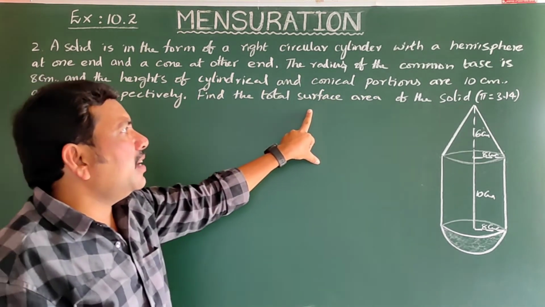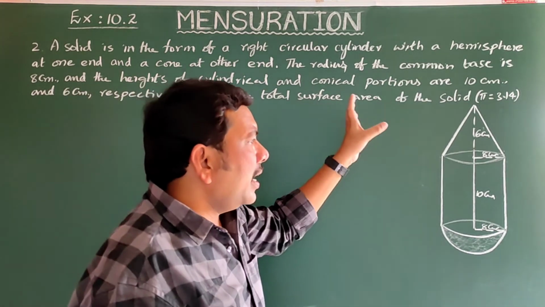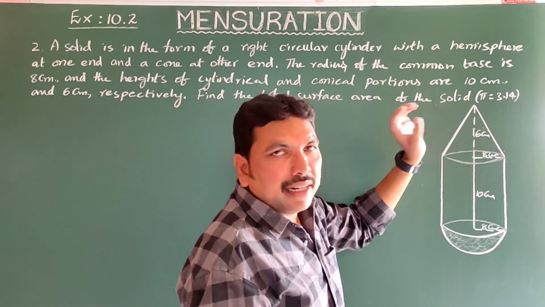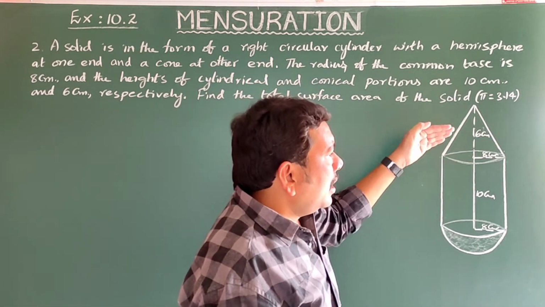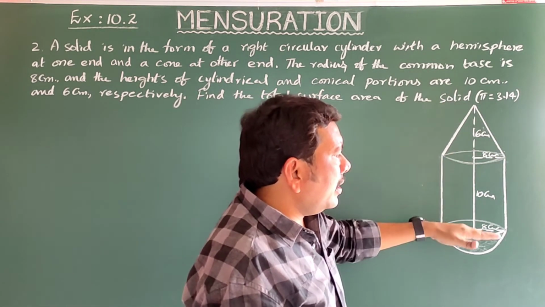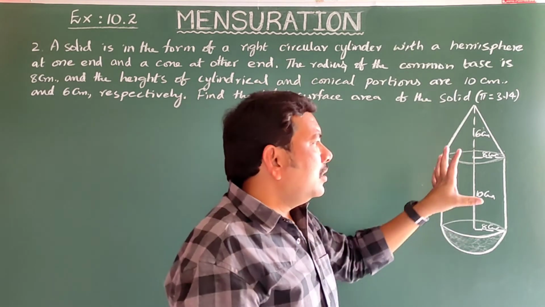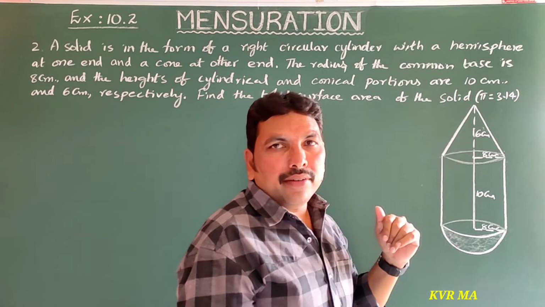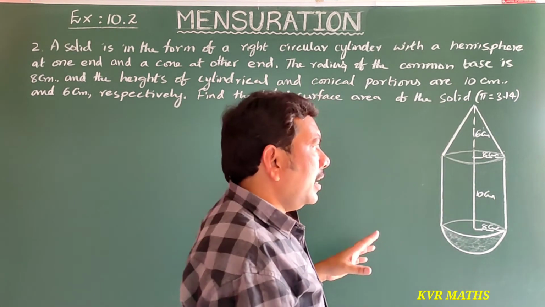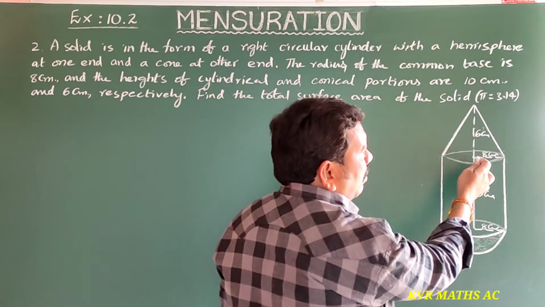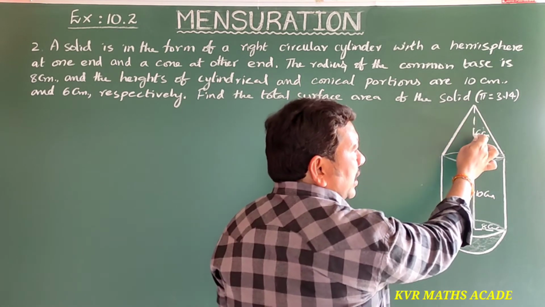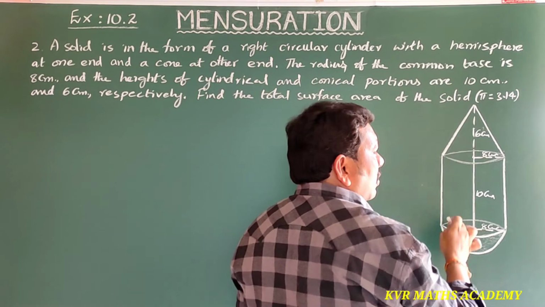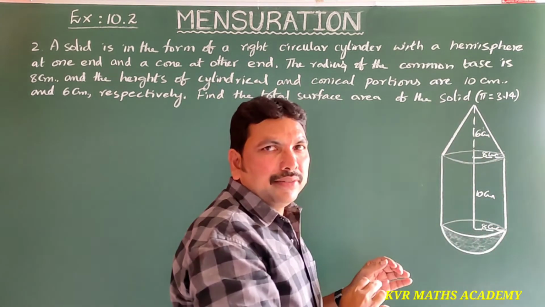Find the total surface area of the solid. Here the solid is given in the shape of a right circular cylinder, with a cone at one end and a hemisphere at the other end. So we have to find the total surface area of the toy or solid. Here the dimensions are given. The height of the cone is 6 centimeters and the height of the cylinder is 10 centimeters. The radius of the common bases is 8 centimeters.